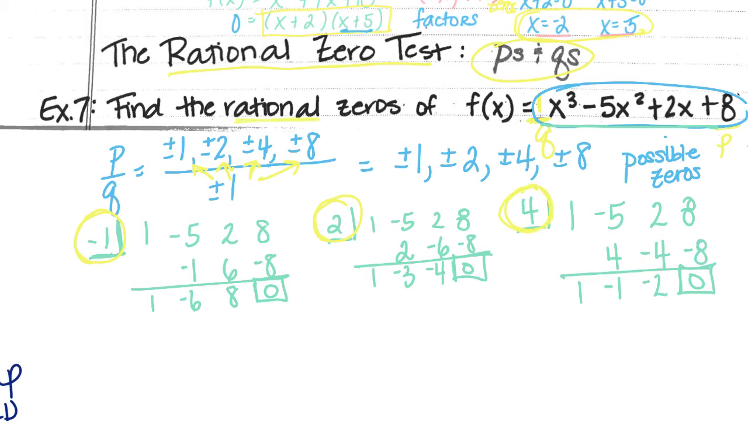So in this case, they told us to find the rational zeros. So I know that my zeros are at -1, +2, and +4. Now remember, those can also be written as x-intercepts. So if you look above, you can write it as x-intercepts.